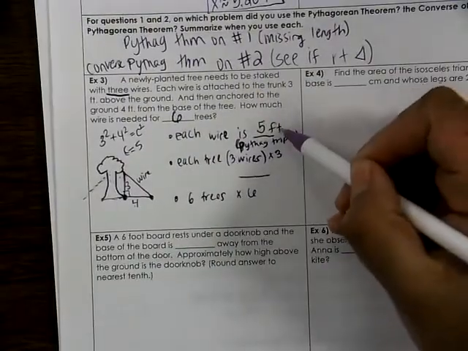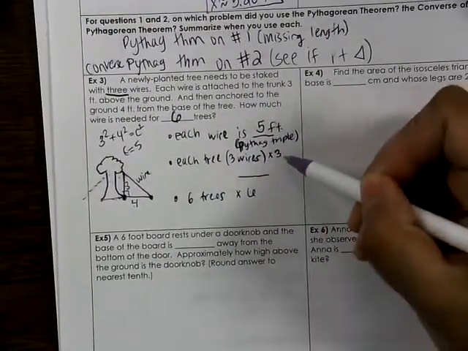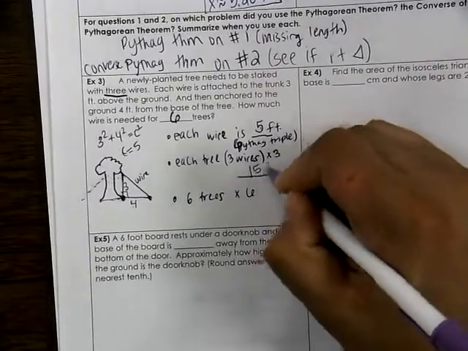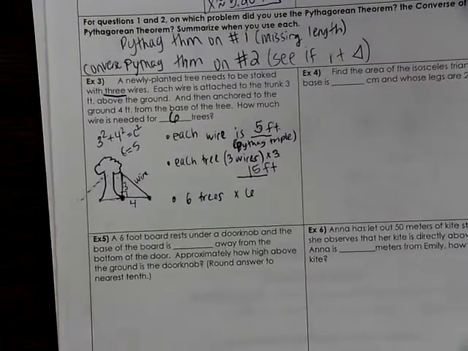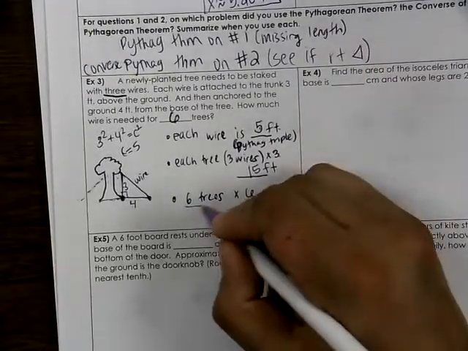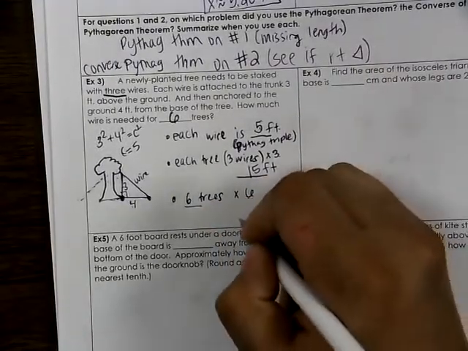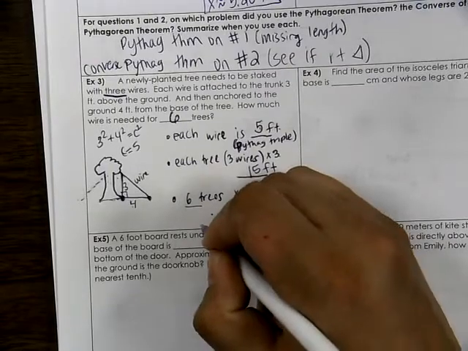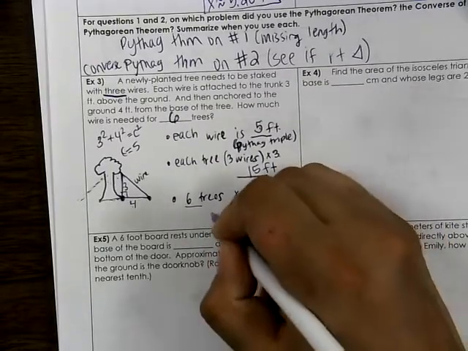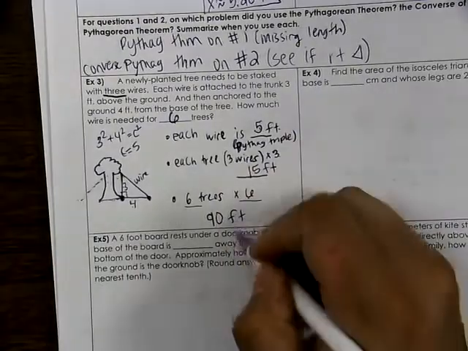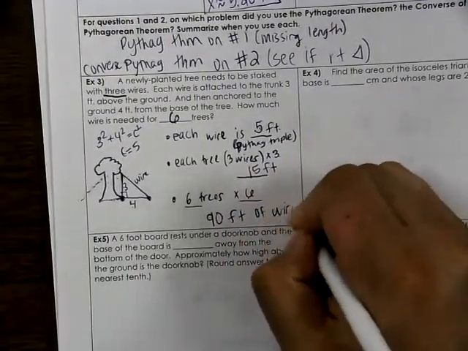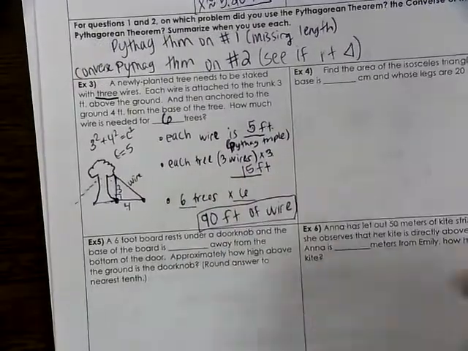Okay, but that's just for one wire. There were 3 wires in each tree, so 5 times 3 is 15 feet so far of how much I would need for each tree. And there are 6 trees, so I would multiply 6 times 15, so that the total amount of wire that I would need would be 90 feet. 15 times 6 is 90 feet of wire in total.